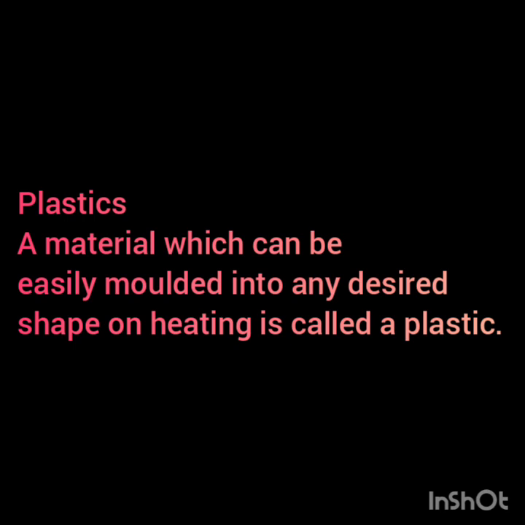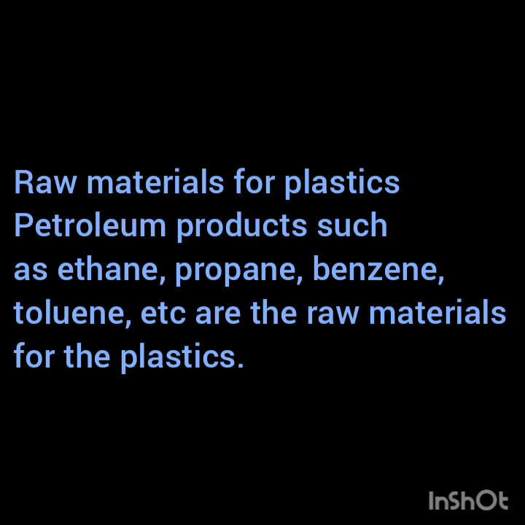What is called plastic? A material which can be easily molded into any desired shape on heating is called a plastic. What are the raw materials used for making plastics? Petroleum products such as ethane, propane, benzene, toluene, etc. are the raw materials used for making plastics.